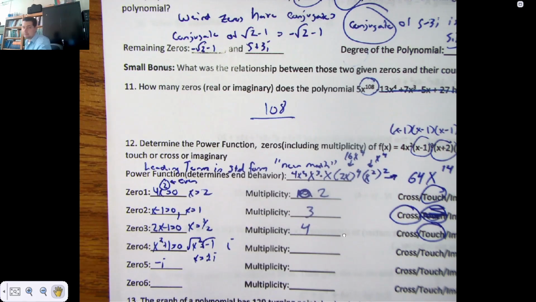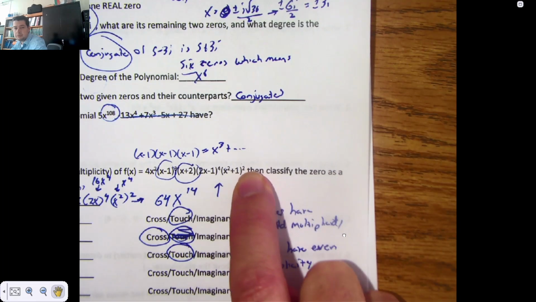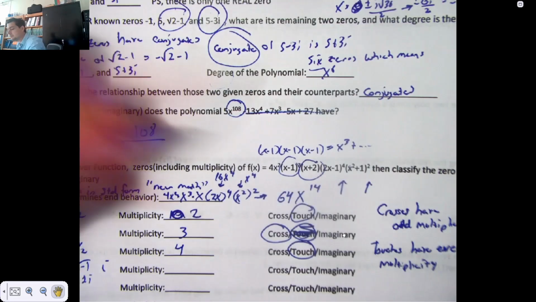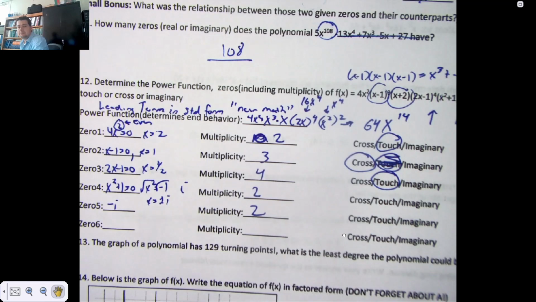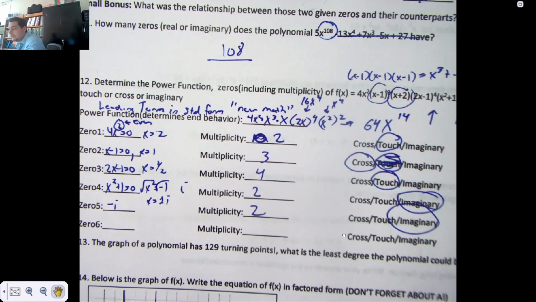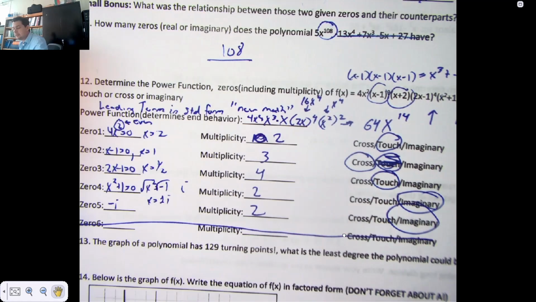Okay, one of them's i, and the other one's negative i. They're conjugates, they always happen together. Each of these has a multiplicity of 2. Because they're imaginary, they're not going to cross or touch the x-axis. They're both imaginary. And I have no idea why this line is here. I guess I just thought I needed it.